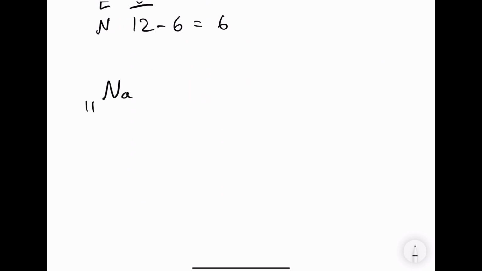Sodium. Sodium has a proton number of 11 and a mass number of 23. So how many protons, electrons, and neutrons will an atom of sodium have? 11 protons. Because it doesn't have a charge, it means the protons and electrons are the same, so it will also have 11 electrons, and then the mass number is the number of protons added to the number of neutrons. So if we take away the number of protons from the mass number, we're left with the number of neutrons. So one atom of sodium has 11 protons, 11 electrons, and 12 neutrons.